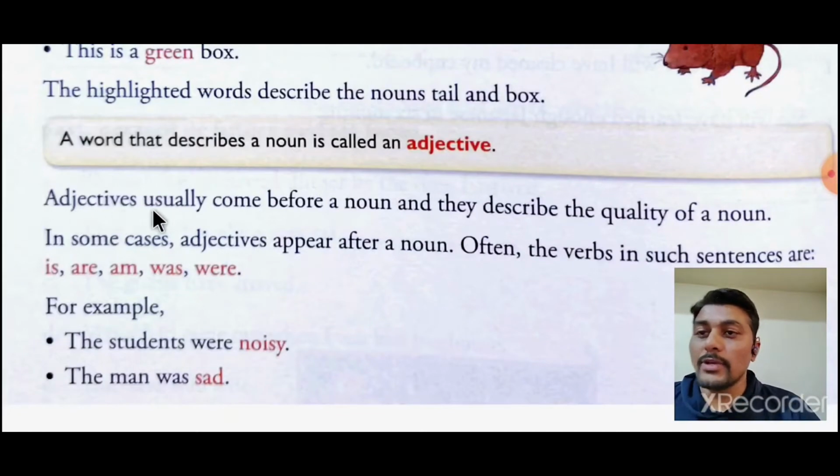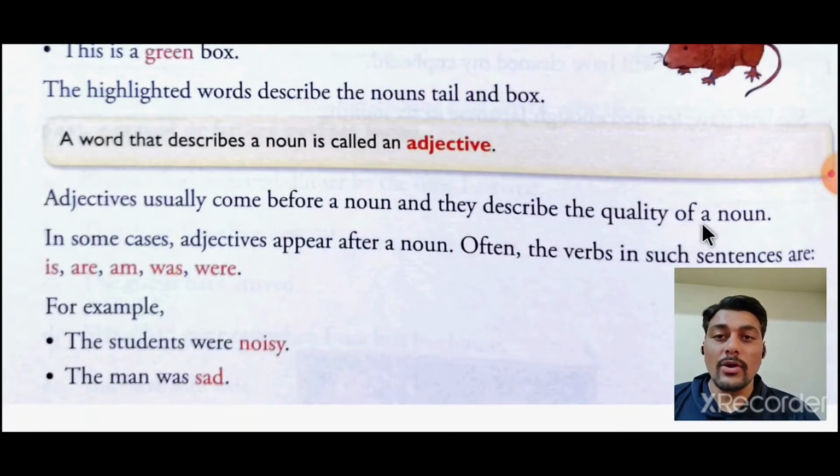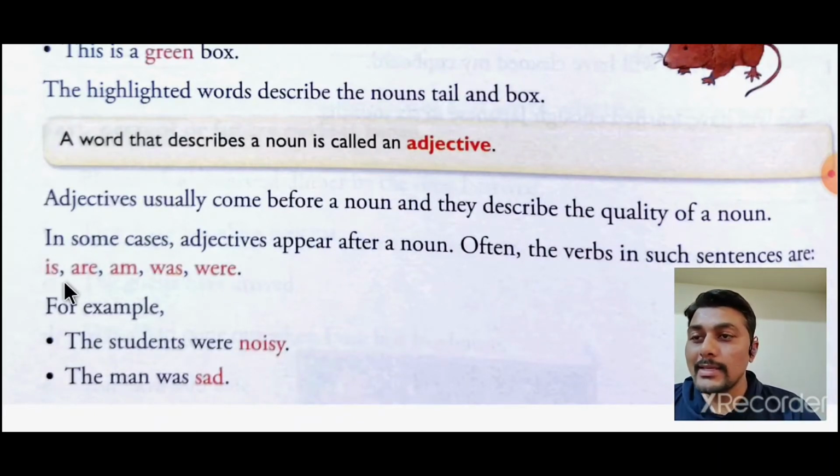Adjectives usually come before a noun and they describe the quality of a noun. In some cases, adjectives appear after a noun. Often, the verbs in such sentences are is, are, am, was, were.